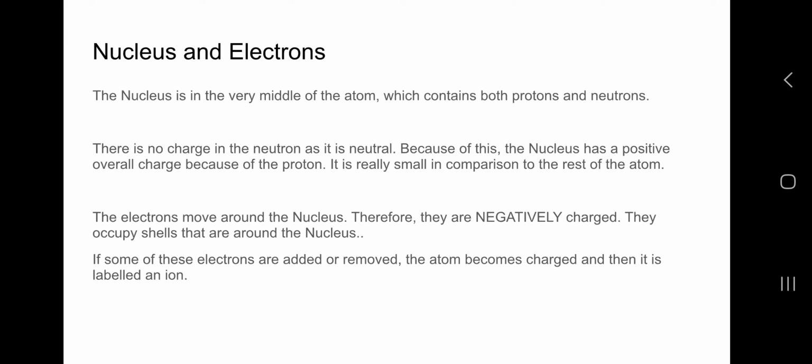The electrons move around the nucleus, and they are negatively charged. They occupy shells that are around the nucleus. If you add or remove an electron, then that atom becomes charged and it's called an ion.